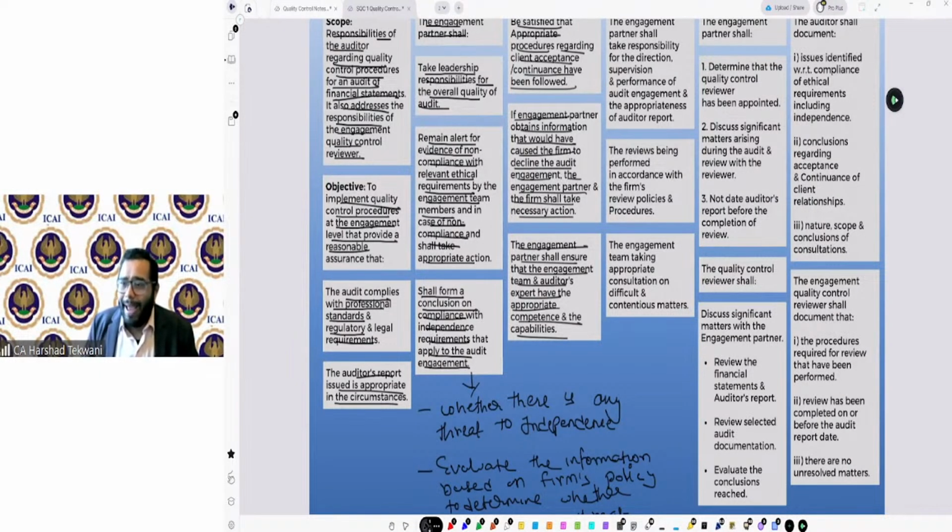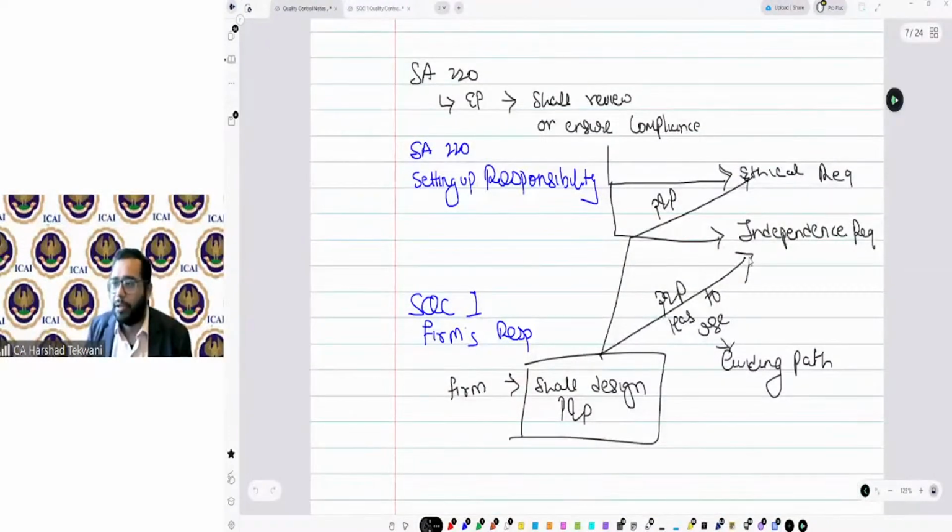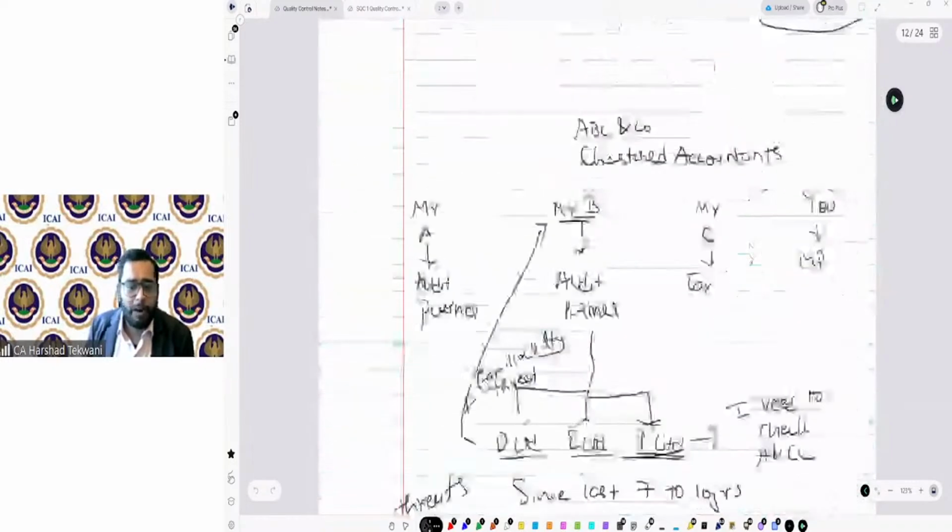Clear? So SQC1 helps to design the policies and procedures, whereas SA 220 sets up the responsibility of the engagement partner in case of an audit of financial statements, with respect to the competency and capability of the whole team. We saw one of the questions on this.